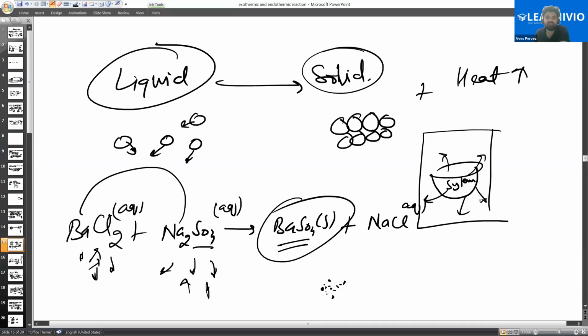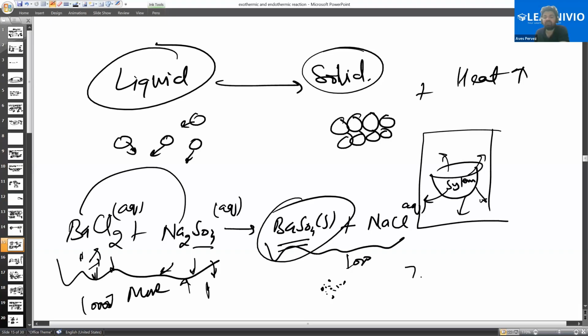Solid particles have less energy. So before, they had more energy. When they are converted to this one, they are converted at low energy. So if it is 1000 here and it becomes 700 here, then the 300 will go into the environment, indicating that this is a displacement reaction, a double displacement reaction, and a precipitation reaction.